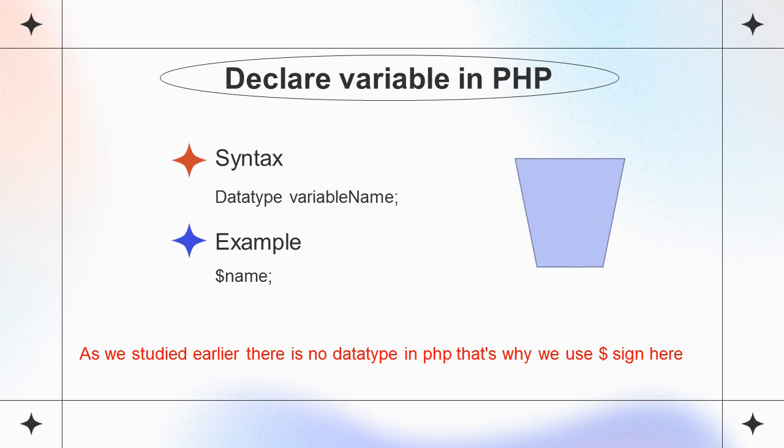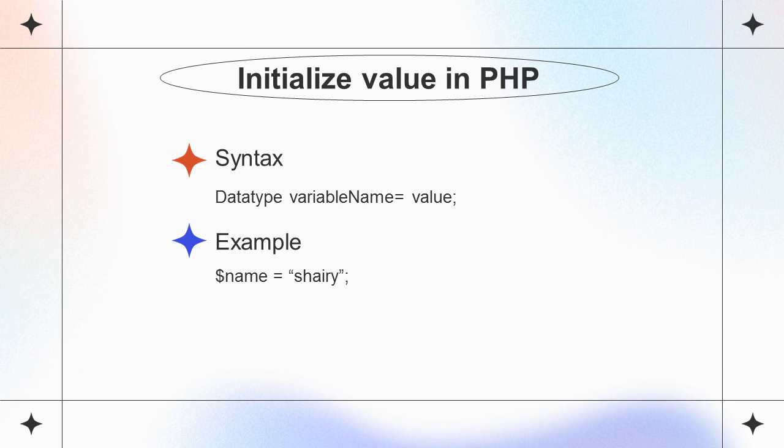Now, as we already discussed in the previous slide, a variable is like a container. See here, it is a blank container. When I am writing $name, then a name is assigned to the container. A name is assigned to the variable. Now that container is empty, but we have given it the name. Now we have to initialize the value in PHP. Initializing a value means we have to insert the value in the blank container.